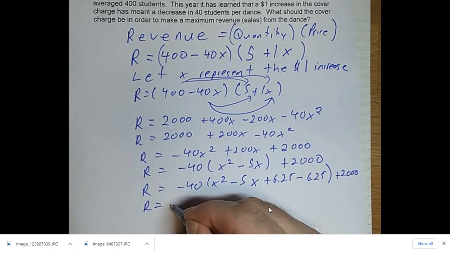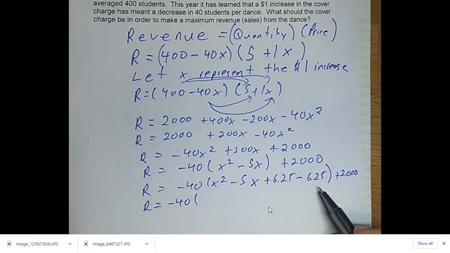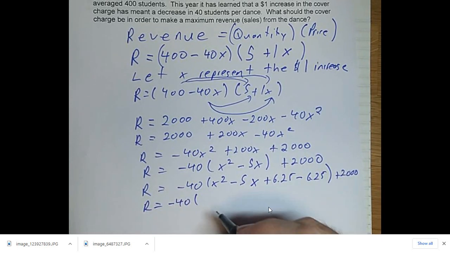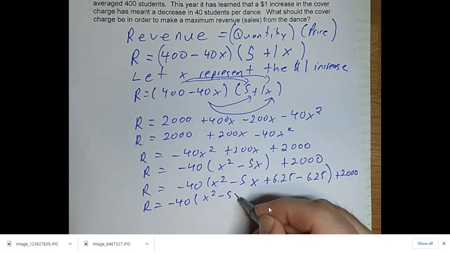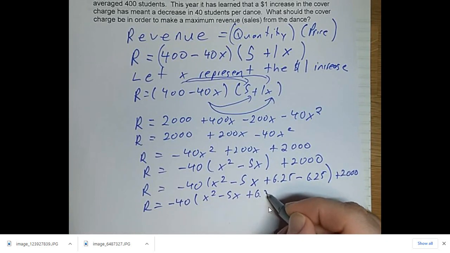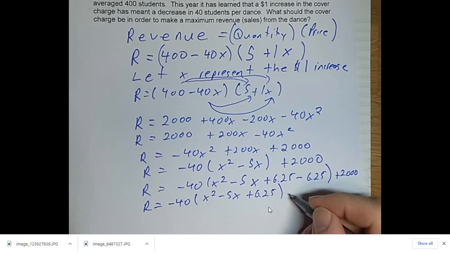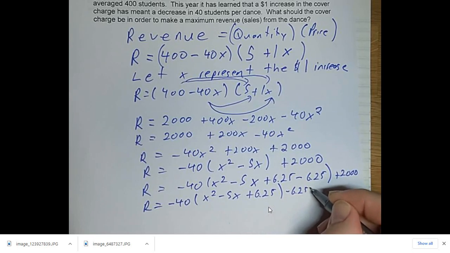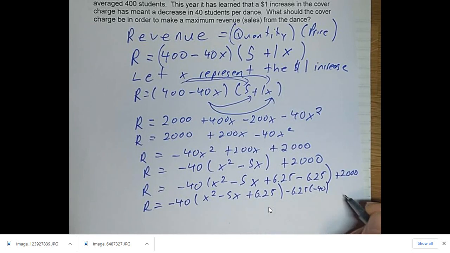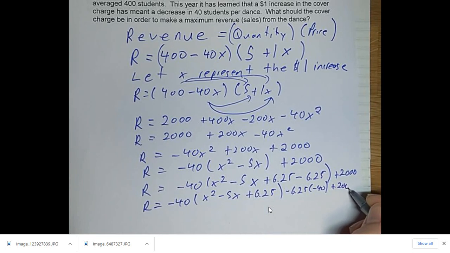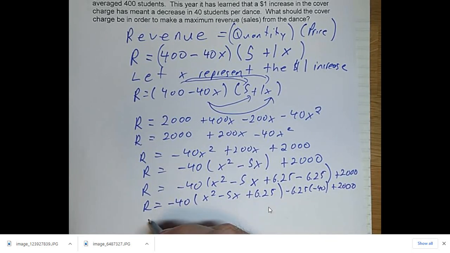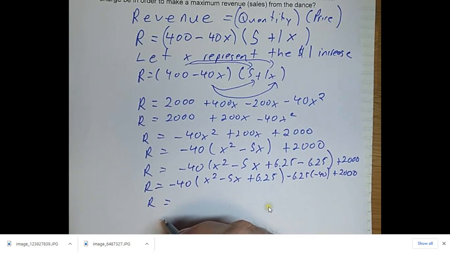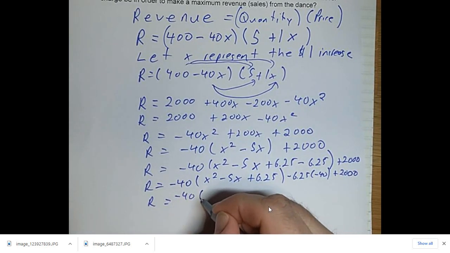Now, I don't want that negative, so it's going to come out. This negative here is going to come out of the bracket. So x squared minus 5x plus 6.25. When it comes out, minus 6.25, it gets multiplied by negative 40, and we add our 2,000. So now R equals negative 40.